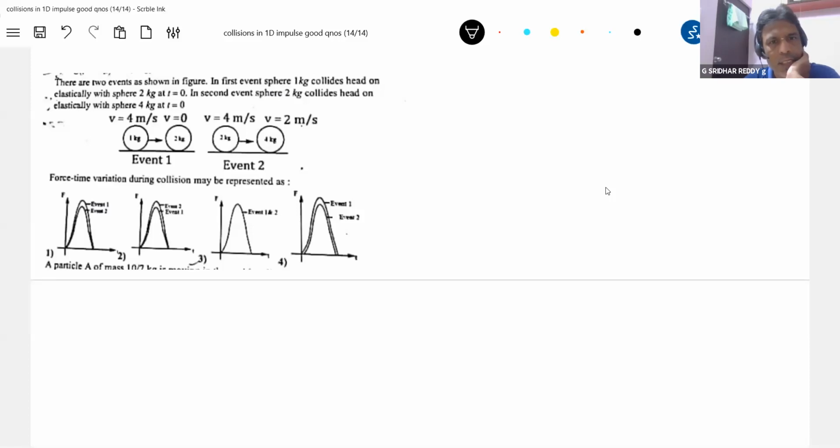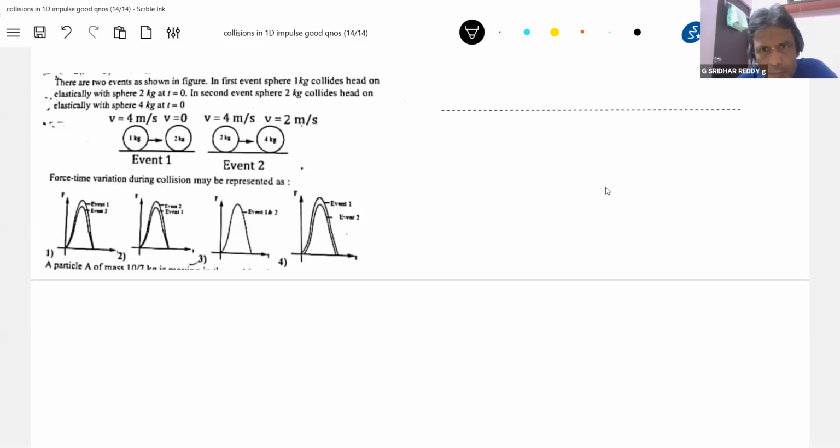In the second event, sphere 2 kg collides head-on elastically with sphere 4 kg at t equals 0. And that particular thing they're plotting. So which is event 1 and which is event 2? So again, we are going back to the basics of the collision, nothing big. So first event we'll take. What actually happens in the first event?